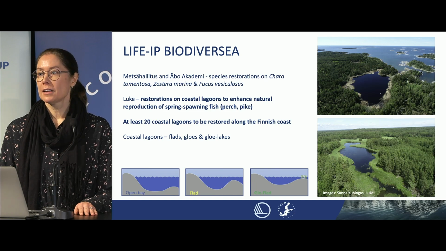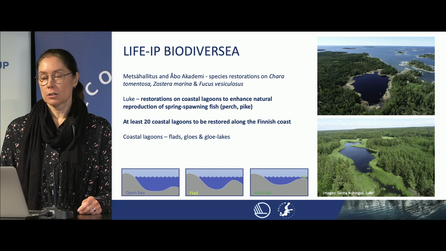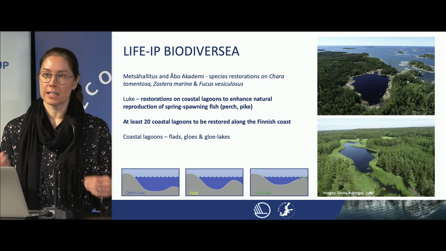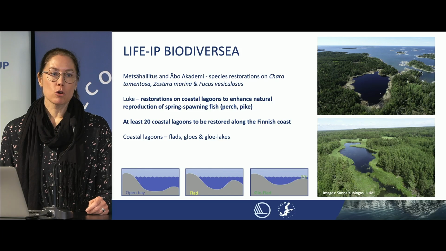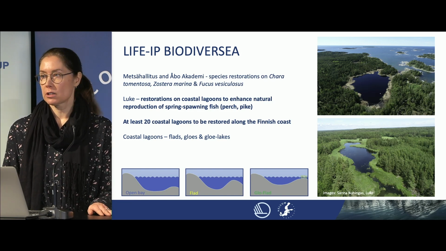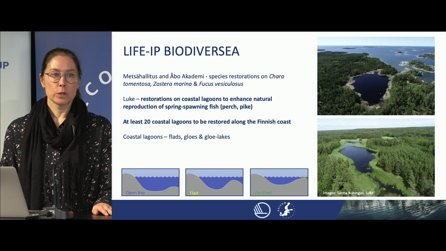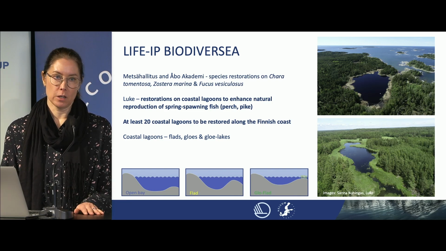Coastal lagoons are constantly disappearing, but also forming along the Finnish coast. Still, after the ice age, our land is uplifting by up to 8 millimeters per year. And this process of land uplift is forming these coastal lagoons from the open bay towards the flads and glo-lakes stage, as you can see in the images below. So it's a natural process that we are losing these habitats, but also new ones are forming.